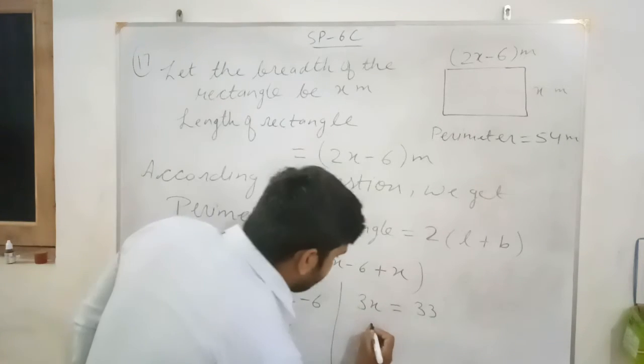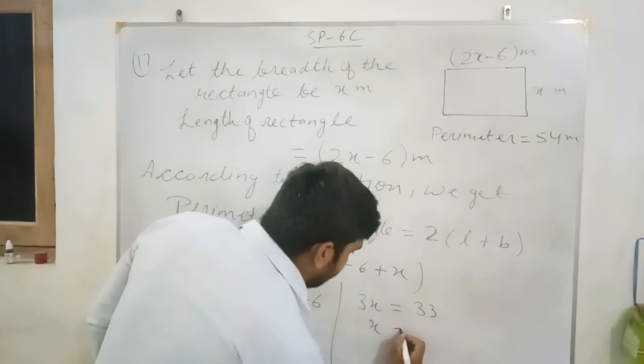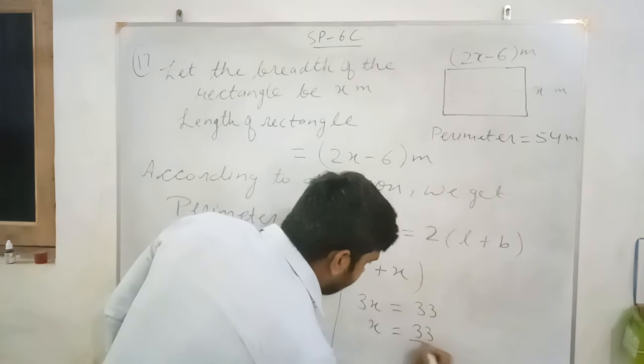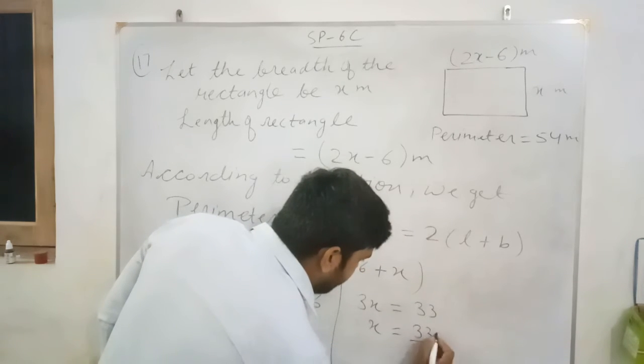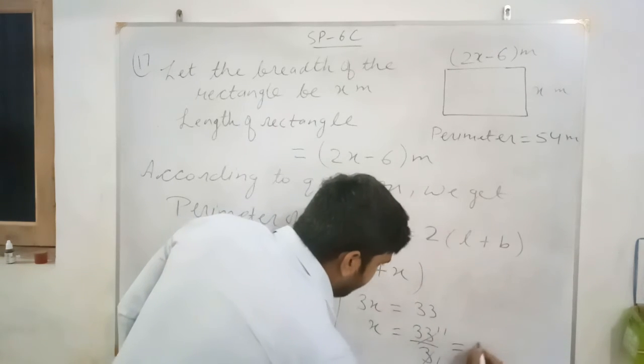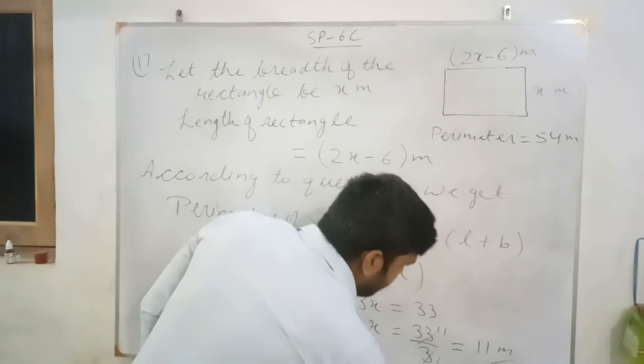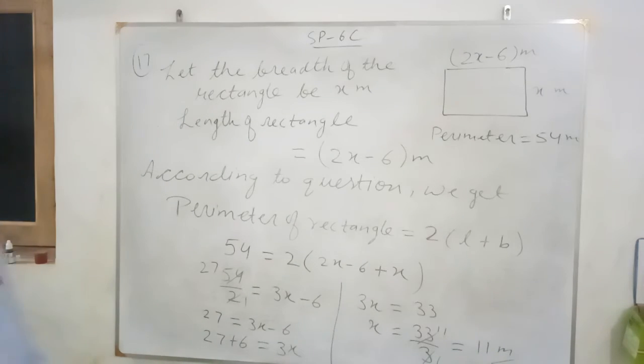Now we find the value of x. So we transpose this 3 to the right hand side. 33 divided by 3. 3 ones are 3, 3 elevens are 33. So the value of x we got is 11. So the breadth of the rectangle is what? 11 meter. Here in this question we have to find the length also.